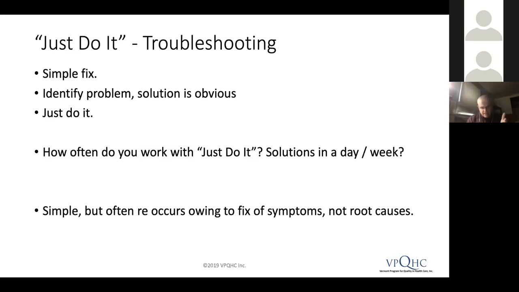Of course, that still leaves the extra third, which we'll talk about when we start getting into some of the more advanced techniques. But again, you're looking at this individual, simple method of just-do-it troubleshooting.